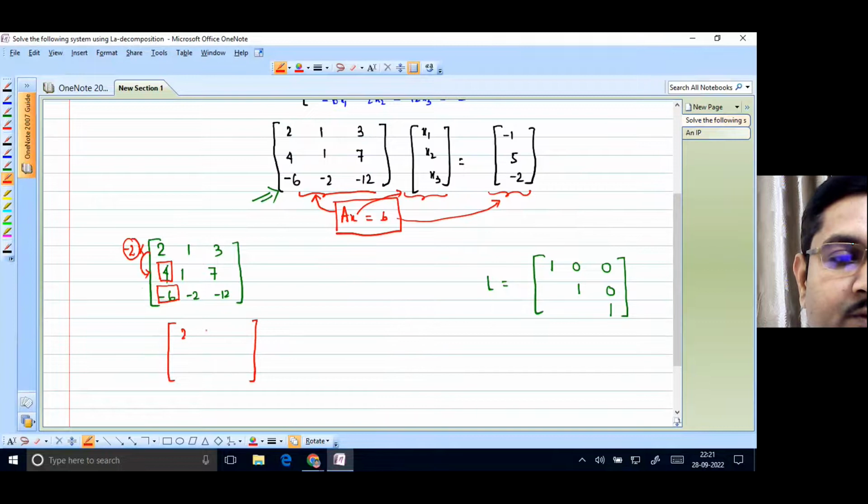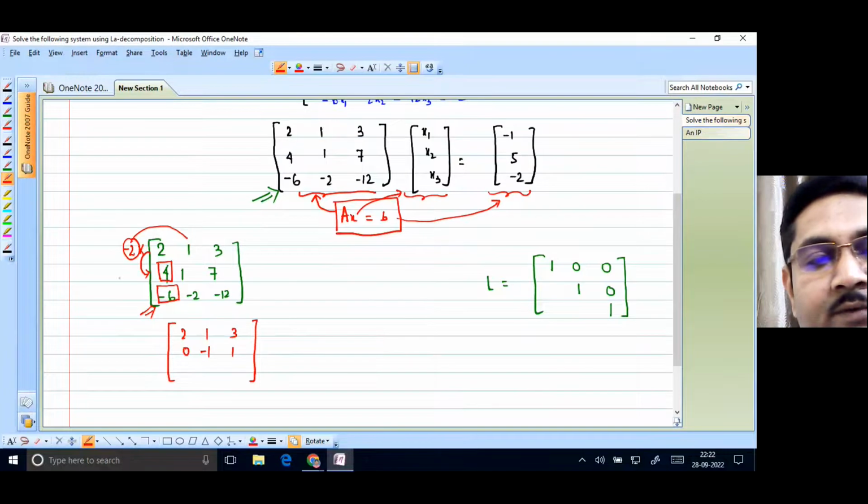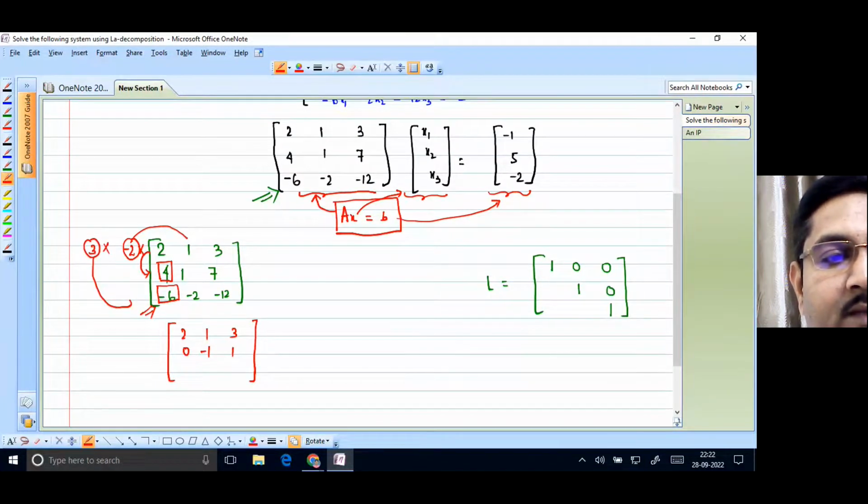I am going to get 2 1 3, then minus 4 plus 4 is 0, minus 2 into 1 is minus 2 plus 1 is minus 1, minus 2 into 3 is minus 6 plus 7, that is 1. At the same time, I want to bring my 3 1 position to 0. So I will multiply 3 to the first row and add it to the third row. So 3 into 2 is 6 minus 6, I am getting 0. Then 3 into 1 is 3 minus 2 is 1. And 3 into 3 is 9 minus 12 is minus 3.